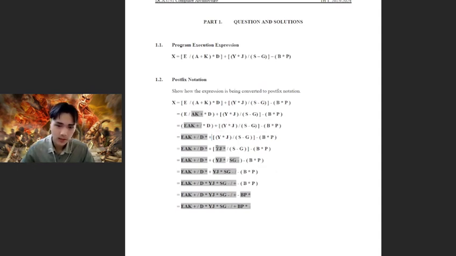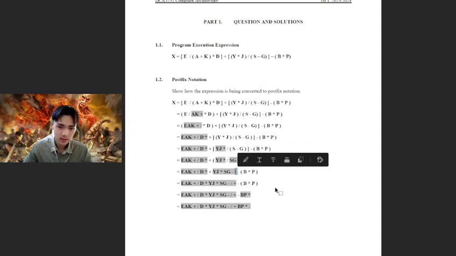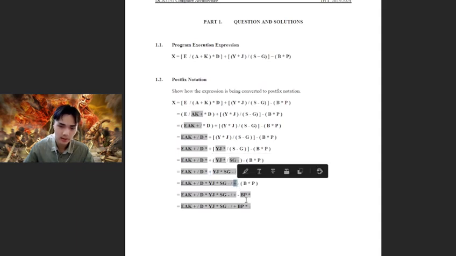Later it will change this Y times J into YJ times, moving the multiply to the back. And later it will do the same and move the minus to the back. Later, it will move this divide into the back as well. So it will be YJ times with SG minus divide. And then we can finally combine this together by putting this plus into the back of here.